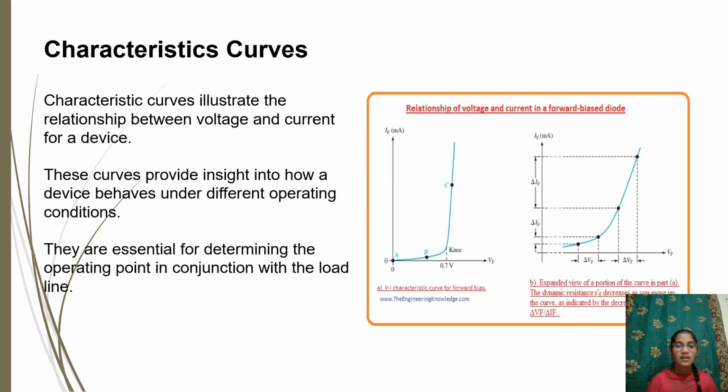Characteristic curves. Characteristic curves illustrate the relationship between voltage and current for a device. These curves provide insight into how a device behaves under different operating conditions. They are essential for determining the operating point in conjunction with the load line. It is a relationship between voltage and current in a forward bias diode. VI characteristics of forward bias diode.